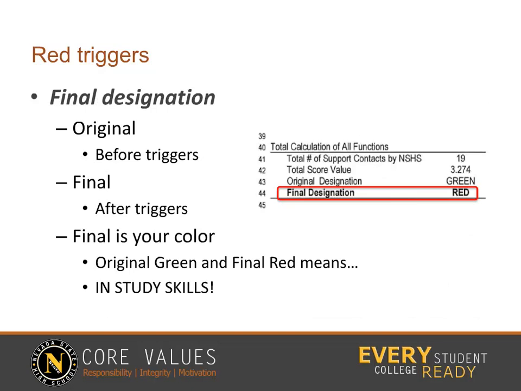As mentioned in the previous slide, your final color is a combination of all pillars and red triggers, and can make an otherwise green student red. If you are green with even one red trigger unsatisfied, you will not be eligible for a study skills exemption. Your final color is the most important. Your original designation helps you see where you might need to work at improving. Be very mindful of the red triggers, however. Click to the next slide when you're ready to continue.